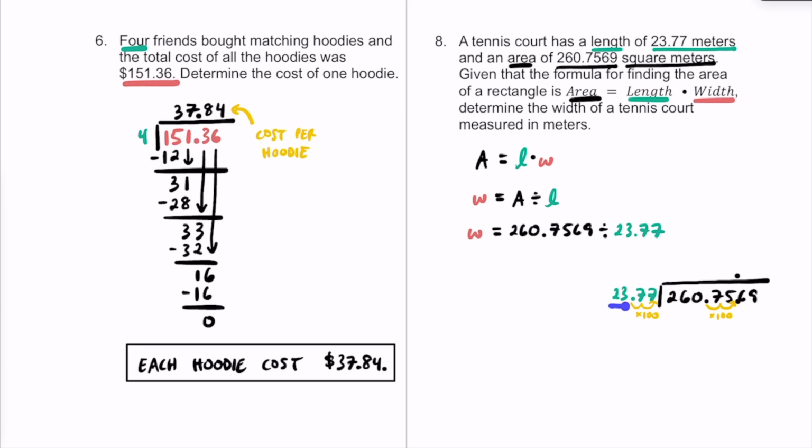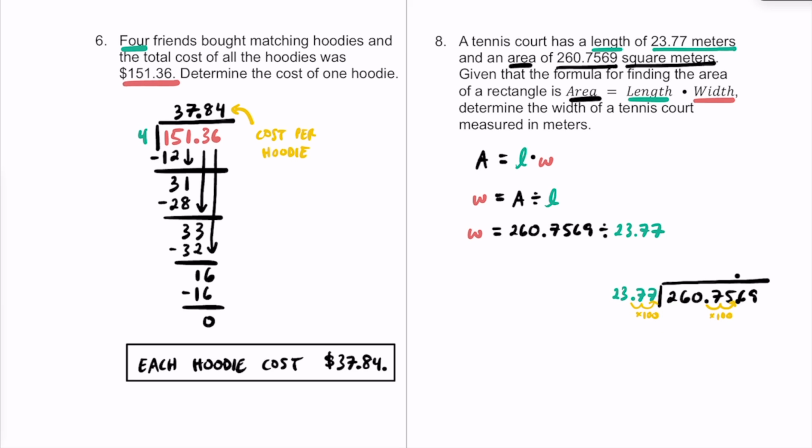All right, now will this 2,377 fit into 2? Nope. Will it fit into 26? Nope. Will it fit into 260? Also a nope. Will it fit into 2,607? Well, 2,607 is definitely bigger. Can we fit two of them in? I don't think so. I think it's just going to be one.